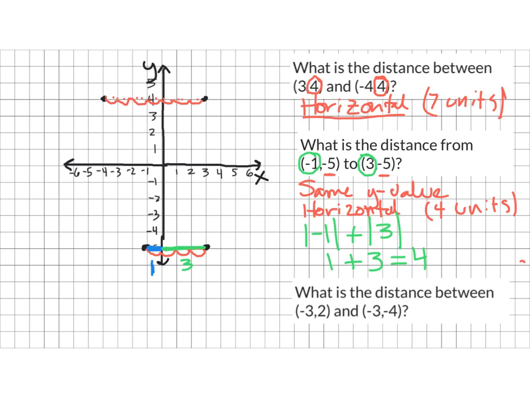So this time, let's do the distance between -3, 2 and -3, -4. I want you to pause. I want you to see if you can figure out how far apart they're going to be before you graph it. Then plot the 2 points and count the distance between and see if you were right.